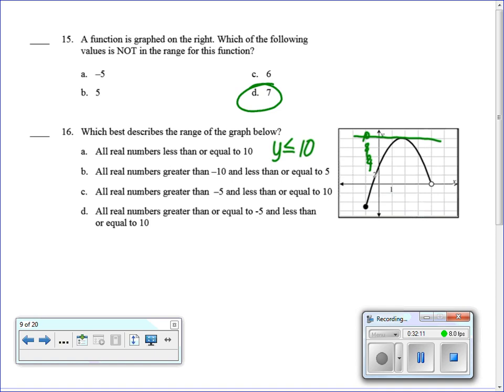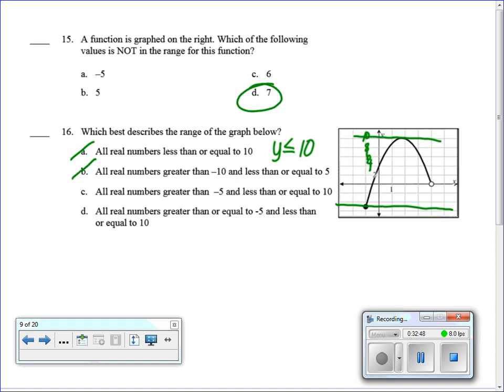We know that there are values that are less than or equal to 10, but it stops at about -5. So really our range in this case is all real numbers that are less than or equal to 10 but greater than or equal to -5. That is what we're looking for. So A is not the choice that we're looking for. We know that it's not greater than or equal to -10 because we've already established that our graph starts at -5. So we know that B is out.